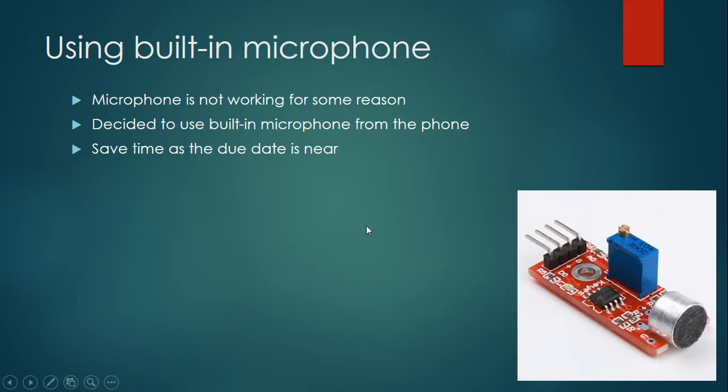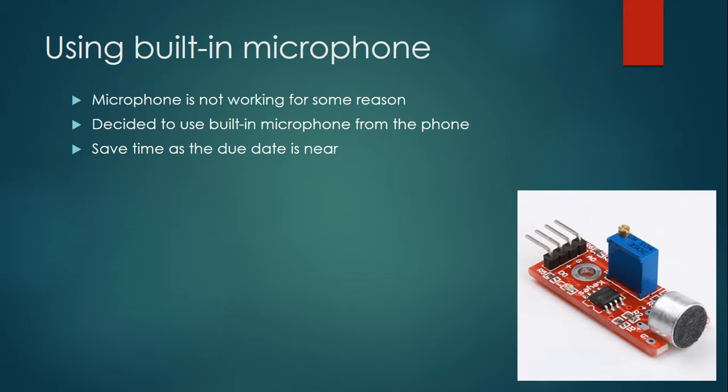So the first thing that I want to talk about is that I'm using a built-in microphone from the Android phone. I've tried many times to use the external module for my microphone, but it's still not working. I believe the main reason is because the voltage in the microphone doesn't match with the voltage rate in the Metawear sensor. And by using this built-in microphone from the phone, we can reduce the cost, and also the quality should be better than the external microphone.